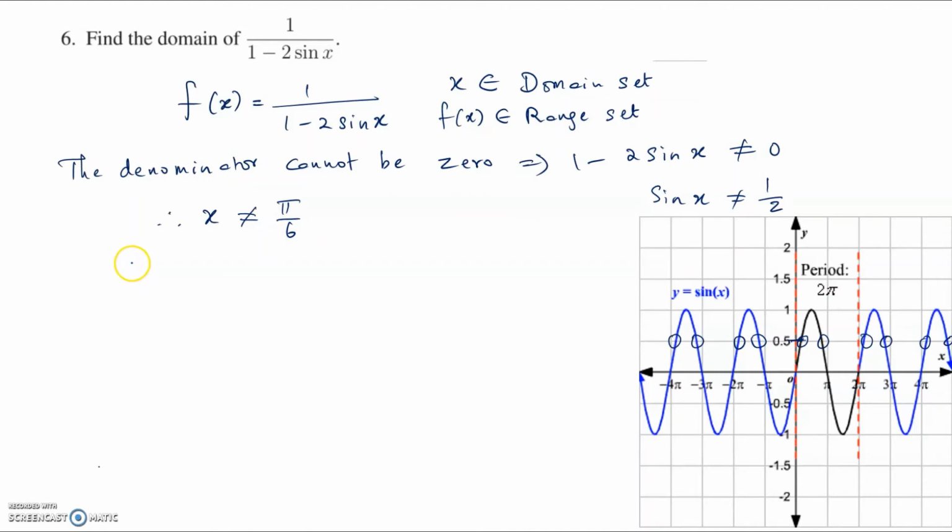The domain can be defined as, domain is equal to the set R, which is a set of all real numbers, minus n pi plus minus 1 to the power n pi by 6, where n belongs to set of integers. So this has been already worked out, or, you know, learnt in our trigonometric functions.